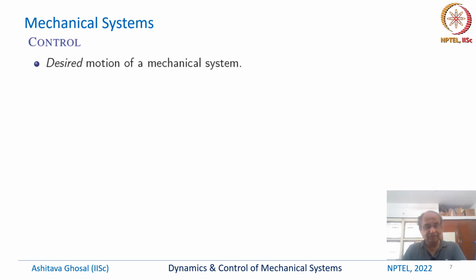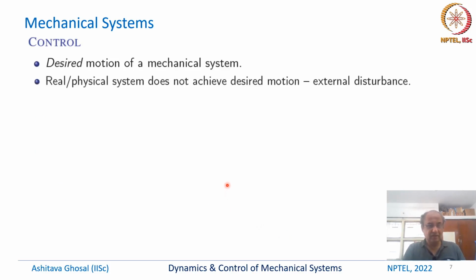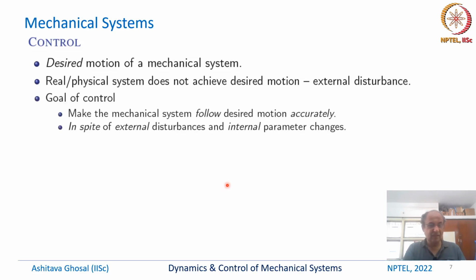In control, we have basically a desired motion of a mechanical system. The real or physical system does not achieve the desired motion due to several reasons. One of them is the external disturbance. So the goal of control is to make the mechanical system follow a desired motion accurately. So the important words are follow and accurately. So we will look at how close we can follow a desired motion, to what accuracy. And more importantly, in spite of external disturbances and internal parameter changes.